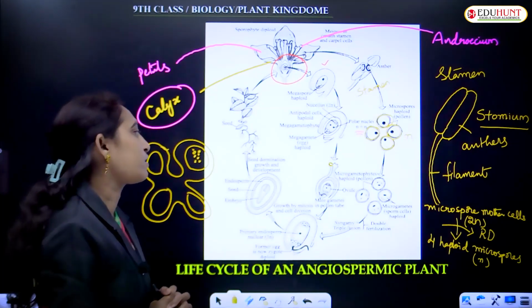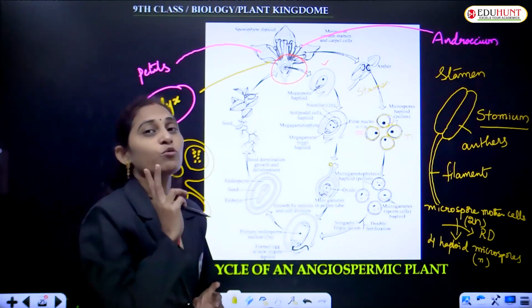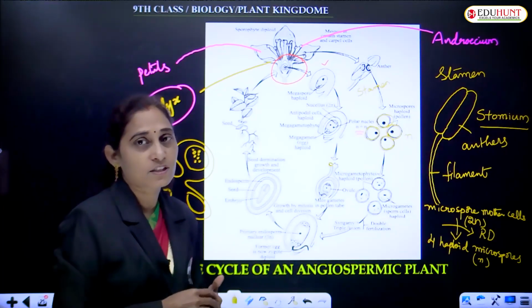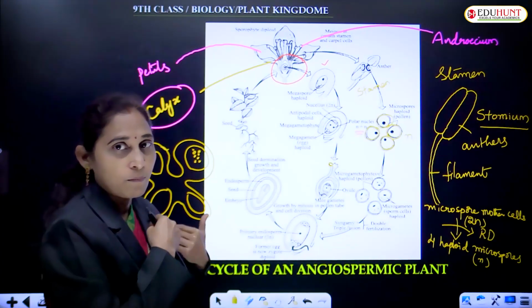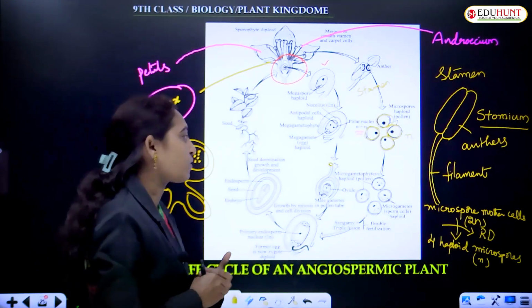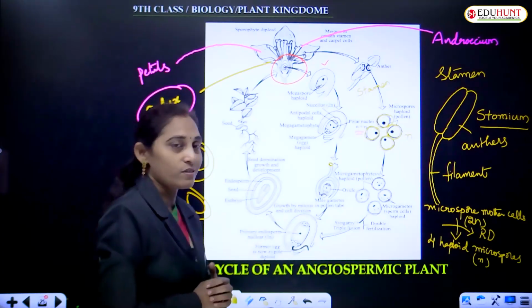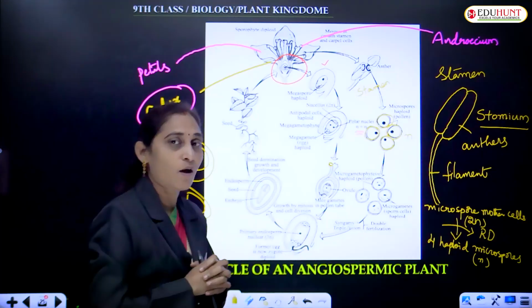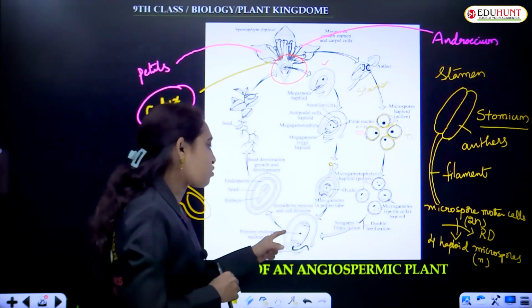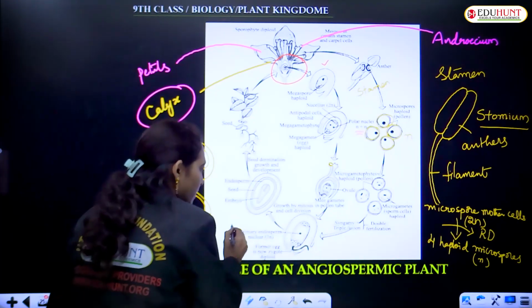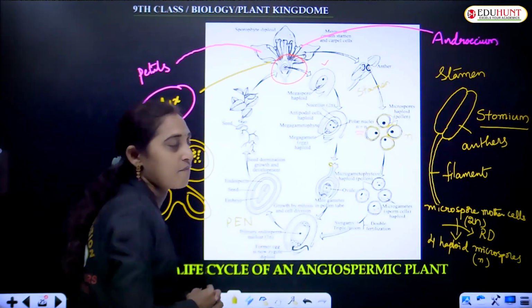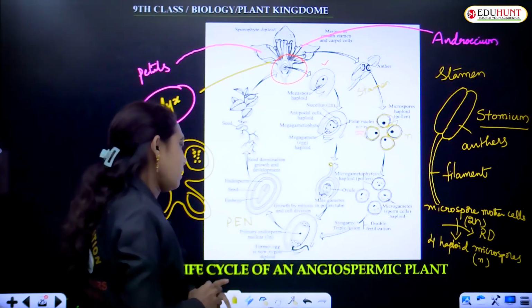This fusion is called the triple fusion, because already two nuclei fused before fertilization, and after fertilization one more, the second male gamete, will fuse with the central cell, which is a diploid one. Now the central cell becomes triploid. Now it is called the primary endosperm nucleus, which results after triple fusion.